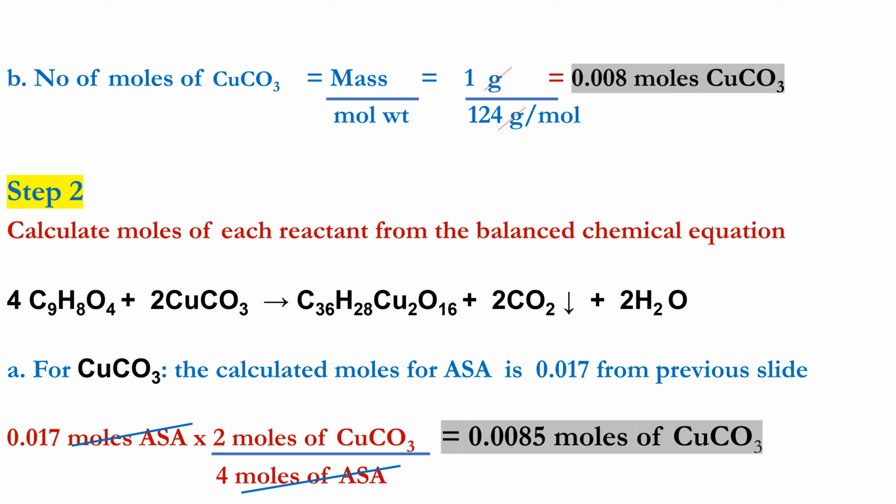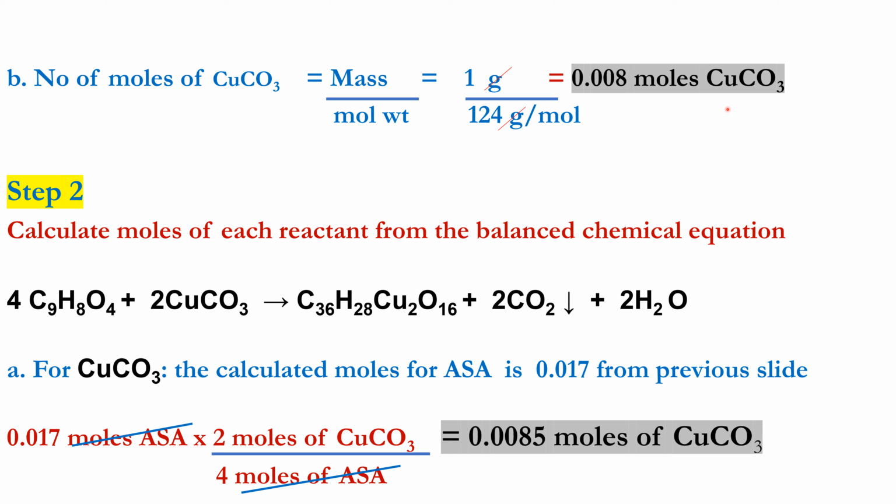Now we calculate number of moles of copper-2 carbonate, which is equal to mass divided by molecular weight. We are given that 1 gram of copper-2 carbonate was added, so we divide 1 gram by the molecular weight for copper-2 carbonate, which is 124 gram per mole. This gram cancels this gram. This mole comes up. So the answer is 0.008 moles of copper-2 carbonate.